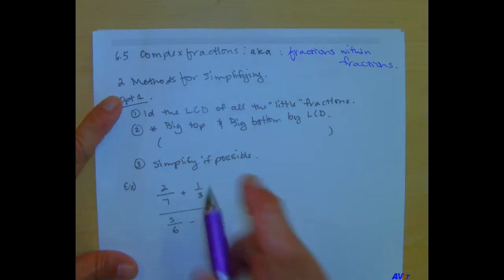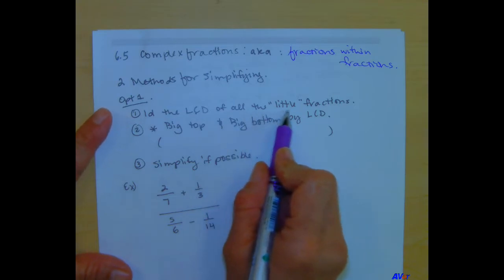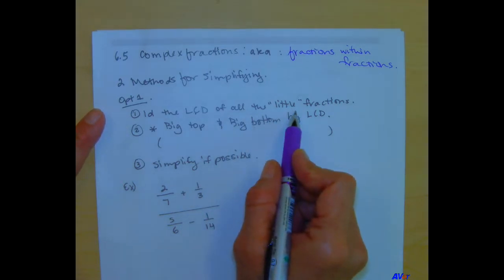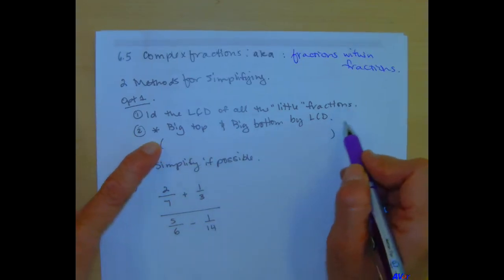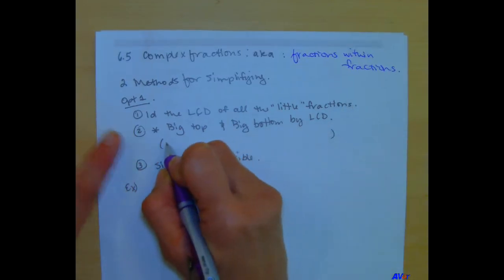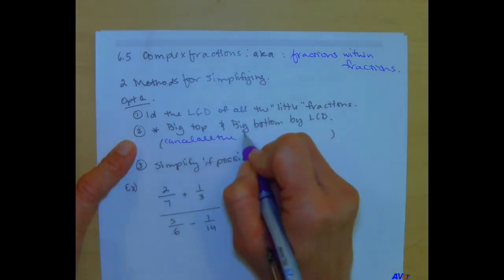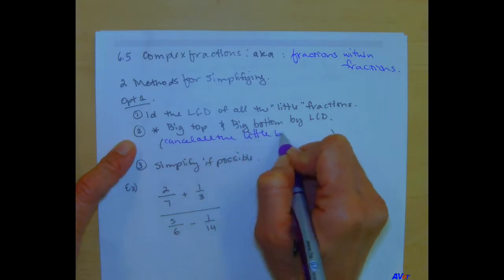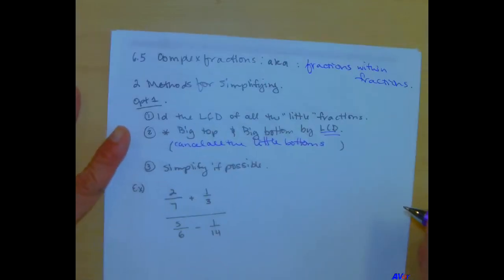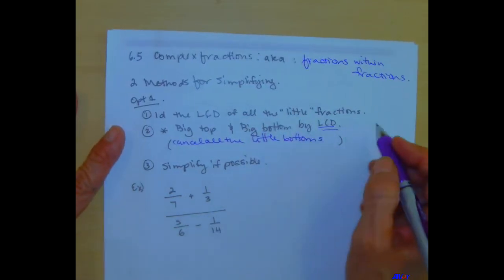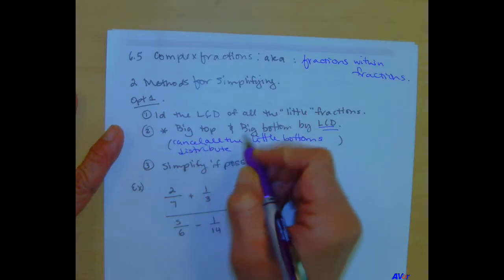So option one is we identify the lowest common denominator of all of the quote-unquote little fractions. Okay? And then we're going to multiply the big top and the big bottom by that LCD that we find. What this is going to do is cancel all the little bottoms, because we choose it, right? We choose what we're going to multiply by just for that to happen. When we multiply, it's going to distribute, right? If we have more than one fraction in the top or bottom.